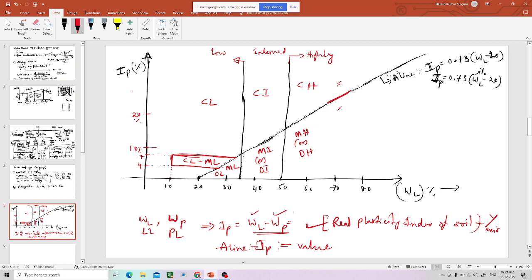Now, what did I do? First, I found out WL. Then I found WL is less than 20, let us say. Then you have to find out IP. Then IP is falling, suppose, in between this 4 to 7. Then you can say definitely this belongs to CL-ML because it is falling in between this, and also you can say it is above. You will find out IP from this. Let us say this is some 6%.